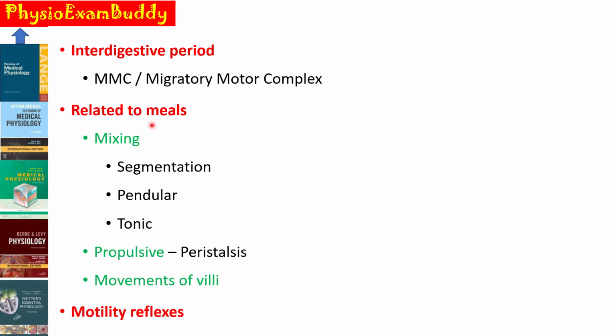We can classify the movements of the small intestine into three phases. That is, movements happening in the interdigestive period, the movements related to meals, and certain motility reflexes are also included in the movements of the small intestine. In the interdigestive period, we get the migratory motor complex, and during meals, there are mixing movements, propulsive movements and certain movements of the villi.